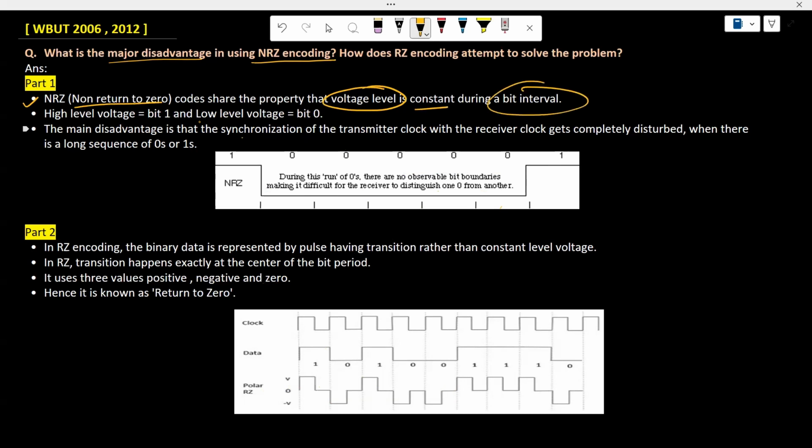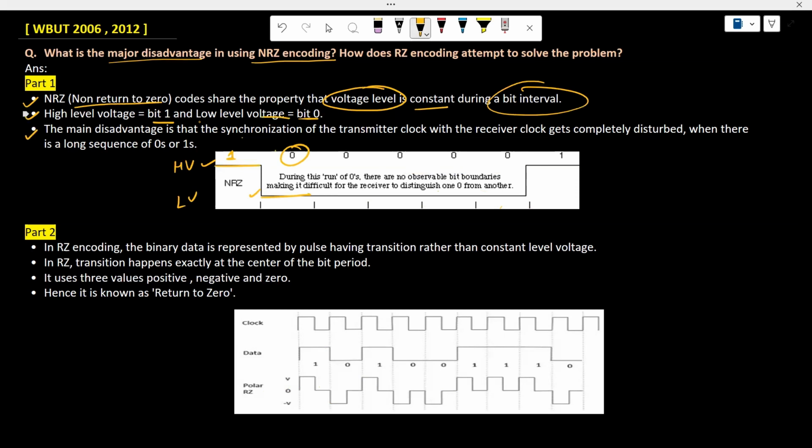That means if this is a bit 1, we can see the voltage is constant. This is bit 0, and again we can see the voltage is constant. That's what point 1 is saying. Point 2, high level voltage equal to bit 1 and low level voltage equal to bit 0. This is bit 1, that means it's a high voltage, and this is bit 0, that means it's a low voltage. Now, the main disadvantage.